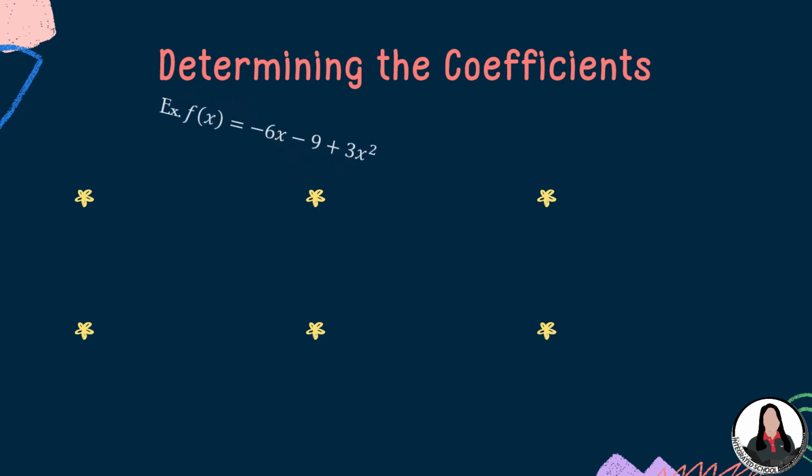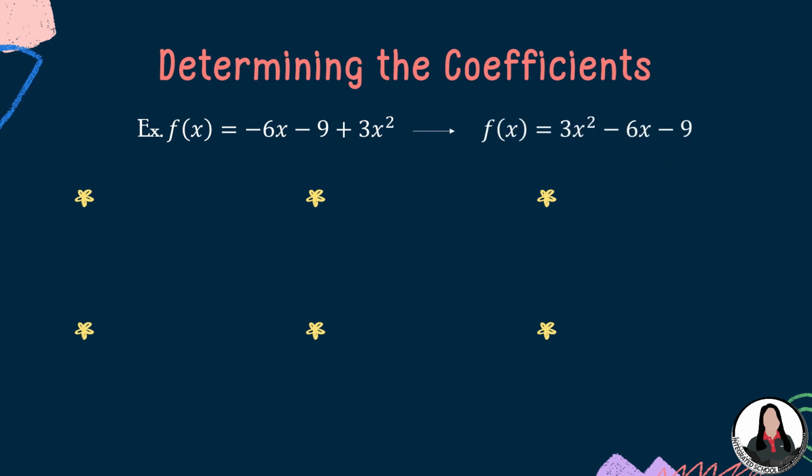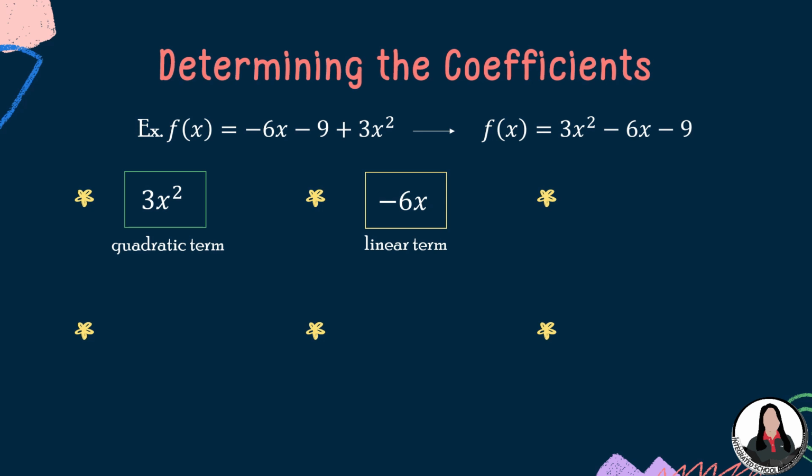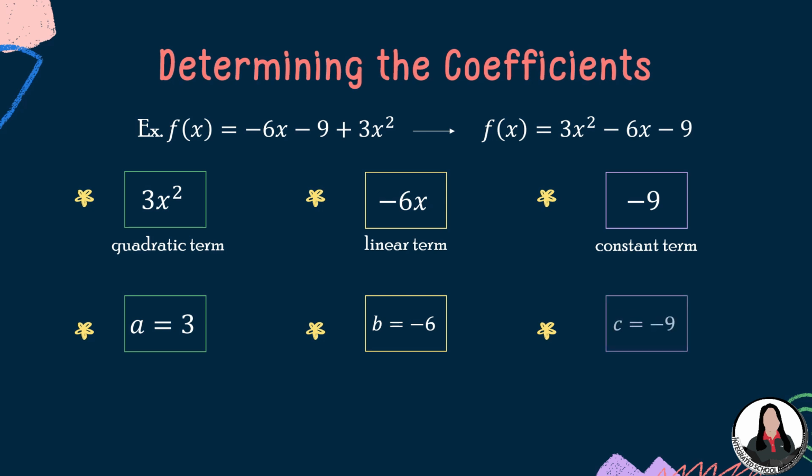For example, we have f of x equals negative 6x minus 9 plus 3x squared. We have to rewrite it in its standard form, so this will become f of x equals 3x squared minus 6x minus 9. From the given, we can determine the three parts: the quadratic term, 3x squared, the linear term, negative 6x, and the constant term, negative 9. Our coefficients are a equals 3, b equals negative 6, and c equals negative 9.